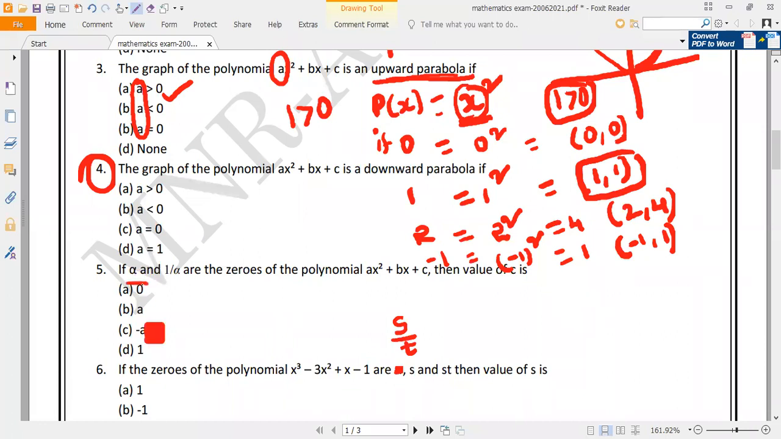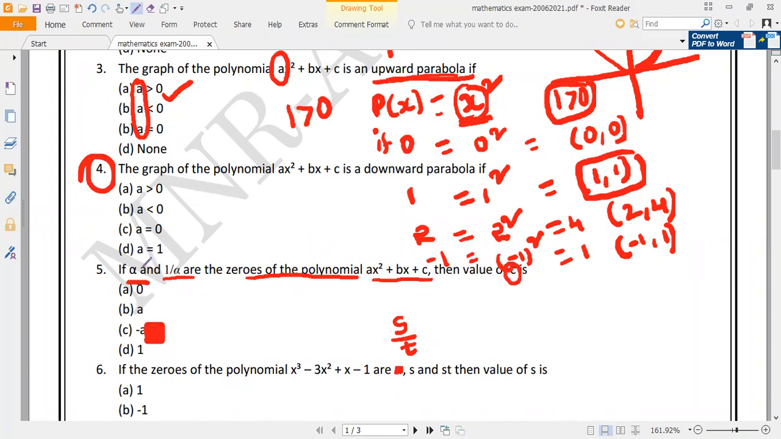Alpha and 1 by alpha are zeros of the polynomial ax square plus bx plus c. Find the value of c. C means our constant.